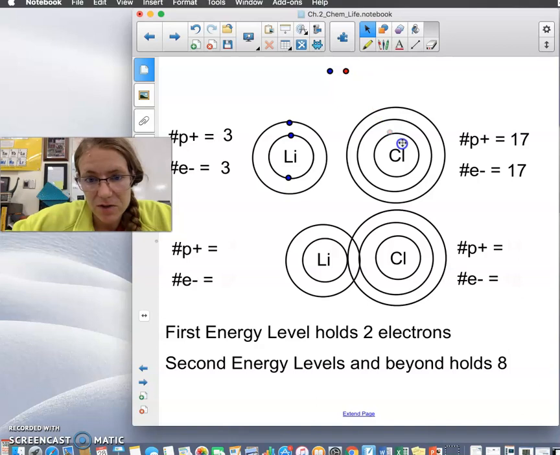Now I got some work to do. The first energy level can hold 2. The second energy level can hold 8. I'm racing against the clock here. I can do this.